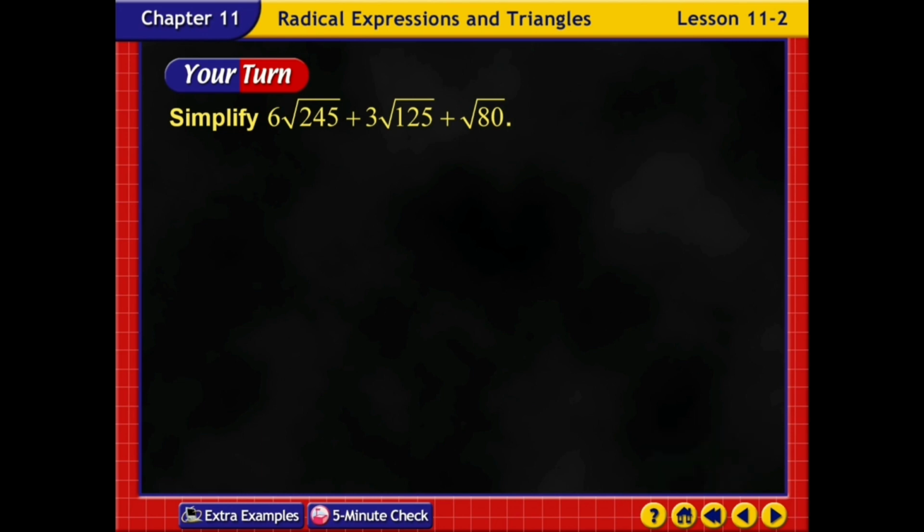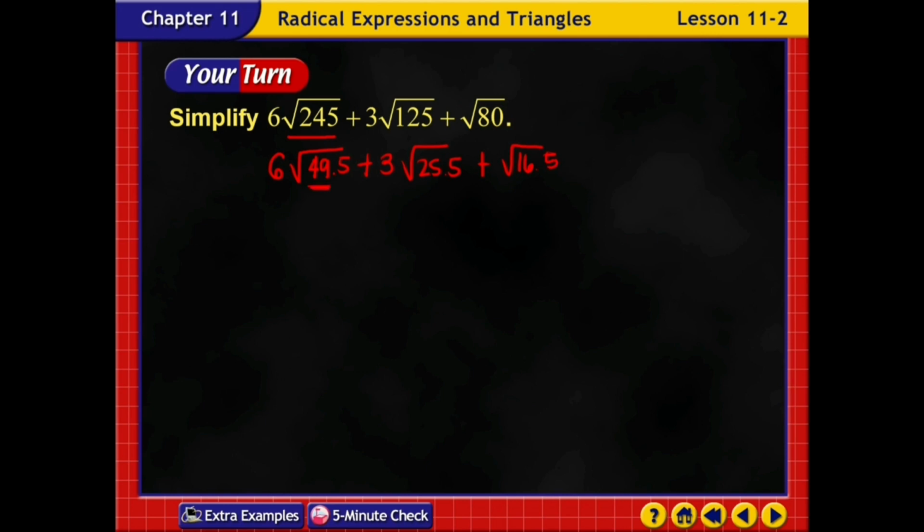All right, time's up. Now let's check the answer. First, we're going to simplify: 6 times the square root of 245, that is 49 multiplied by 5, plus 3 times the square root of 25 times 5, plus the square root of 16 times 5.